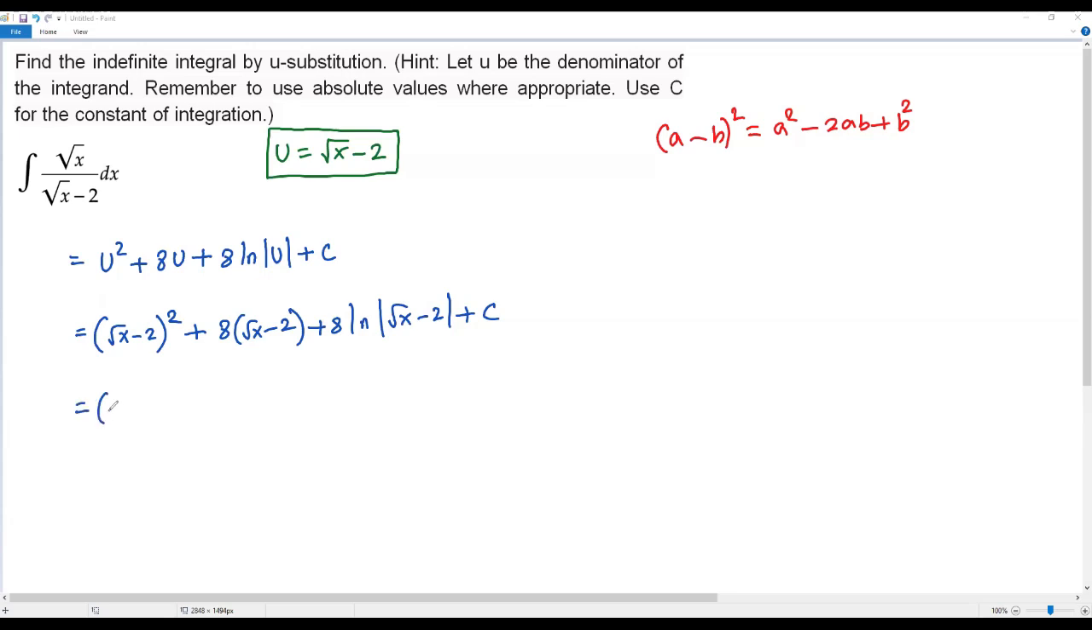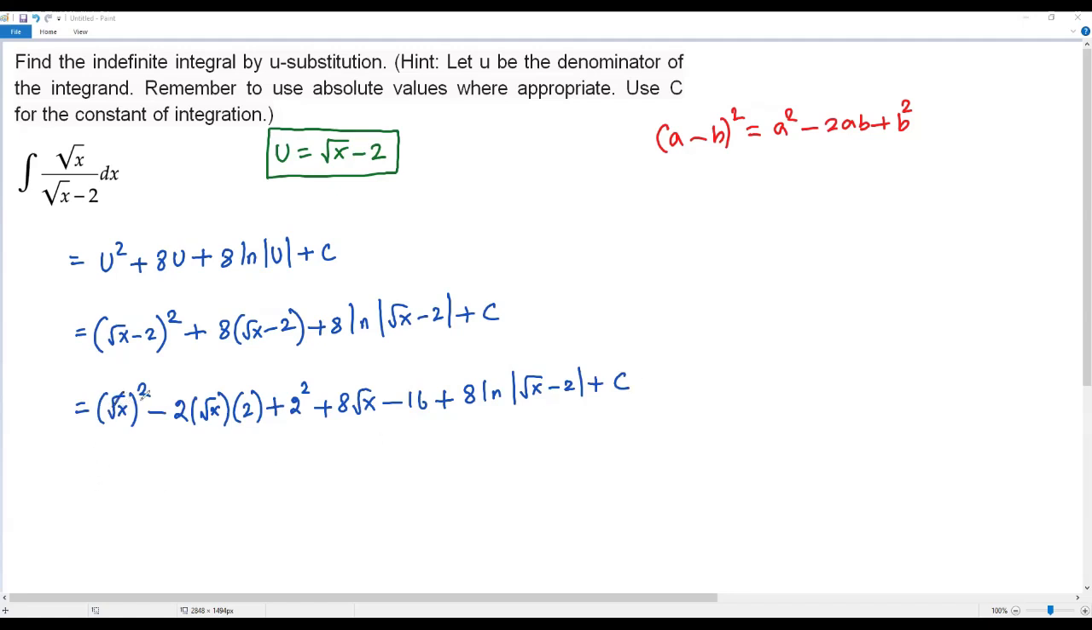For a square, I write square root of x the whole square. Negative 2ab means I have to write 2, and for a we plug in square root of x, and for b we plug in 2. Positive b square means it's 2 square. Now I have to distribute this positive 8 to the square root of x and negative 2. When I do so, I get positive 8 times square root of x, and when I multiply positive 8 and negative 2, I get negative 16, positive 8 times the natural logarithm of absolute value of square root of x, negative 2, positive c.